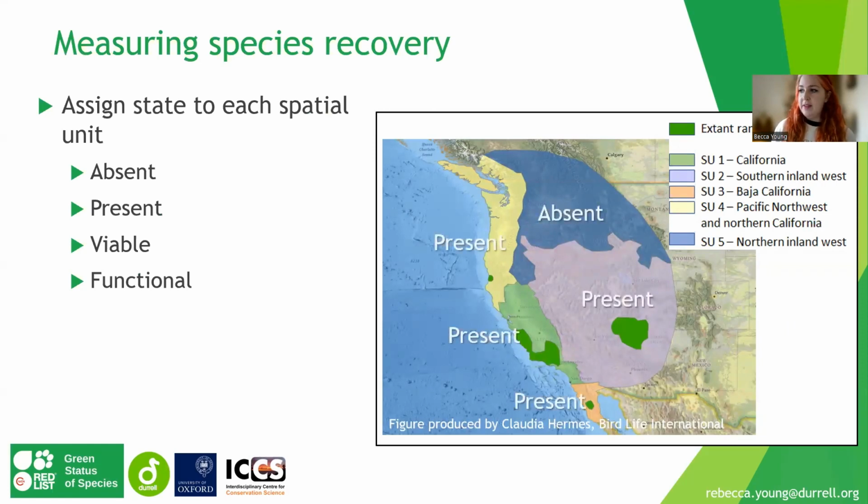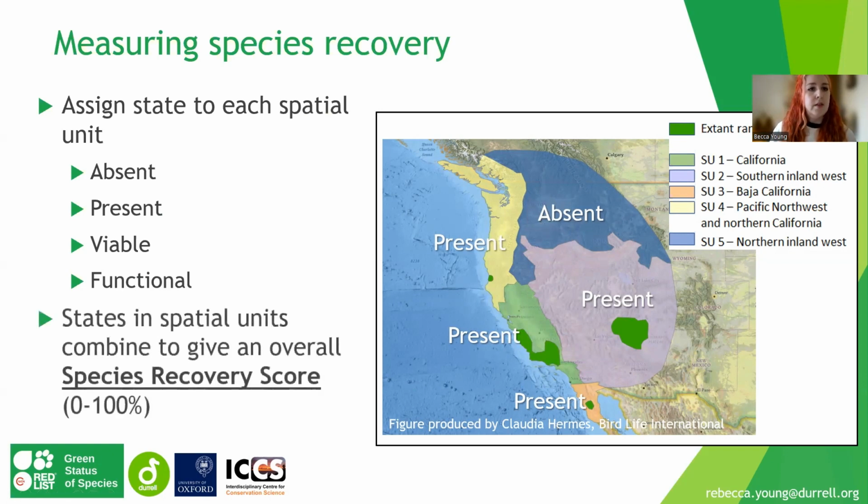And so just for example, in this one, you can see that all of these different spatial units have got a state assigned. We don't have any individuals living in this top spatial unit, but the species is present in all the rest of them, but not in sufficient numbers for us to consider it viable. And so all of these different states are assigned a weighting, and these are then used to calculate the states in the different spatial units. And these combine to give us a species recovery score.